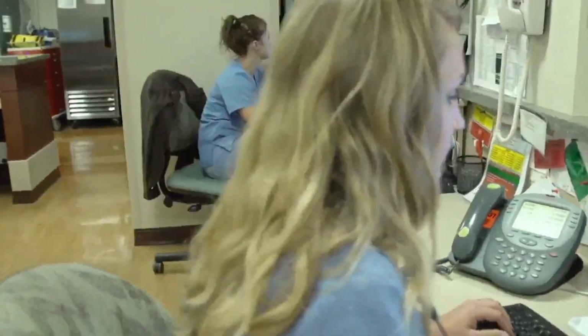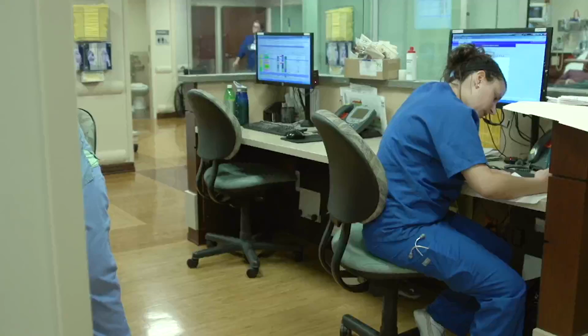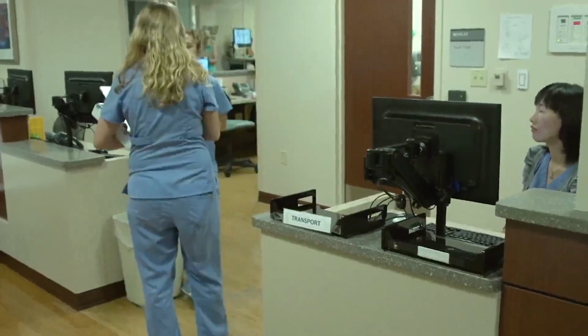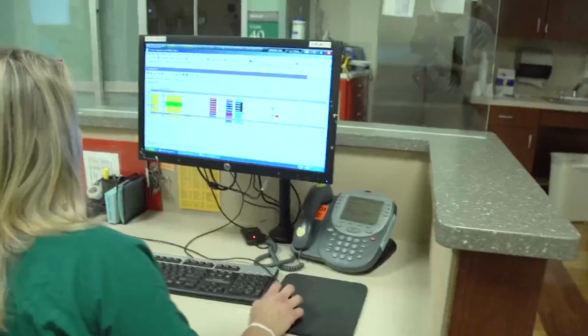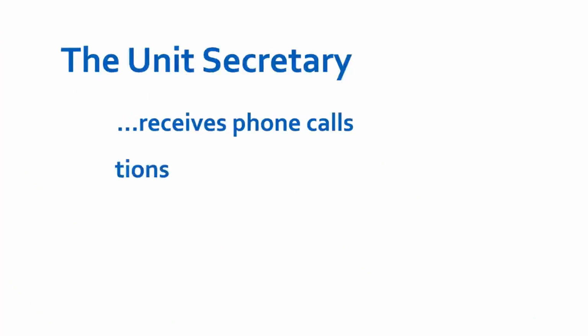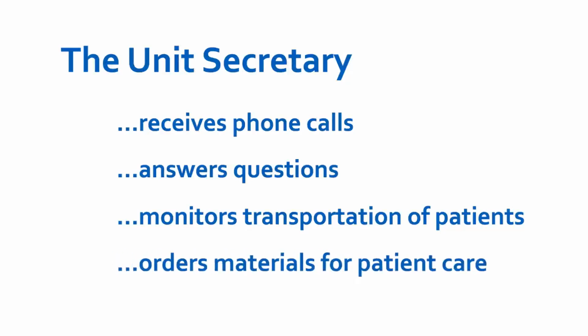The nursing station is the administrative center for nursing care for a group of patients. Size of the nursing station, the number of staff, and the number of patients served differs widely. Usually, a unit secretary is seated at a central desk. The secretary receives phone calls, answers questions, monitors the transportation of patients, and orders materials for patient care.